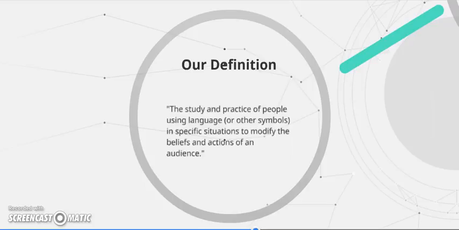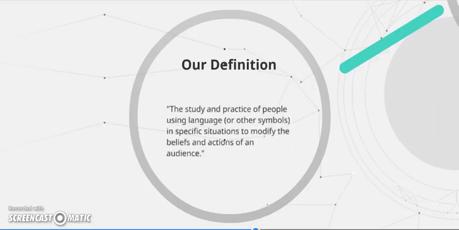Do you have a couple in mind? For me, it's packed with important words. The first two occur right at the beginning, the study and practice. Now, what do I mean by that? That rhetoric is something that we can observe, analyze.